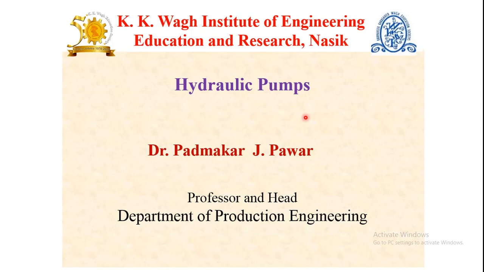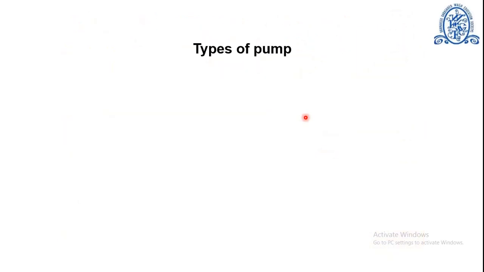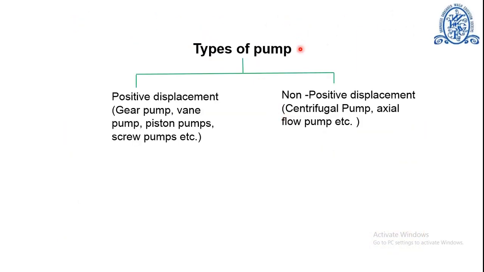In this lecture, we will learn about positive displacement hydraulic pumps. Hydraulic pump is one of the most common components used in hydraulic systems. There are two basic groups of pumps: non-positive displacement pumps, for example, centrifugal pump, axial pump, flow pump, etc., and positive displacement pumps, for example, gear pump, vane pump, piston pumps, screw pumps, etc.